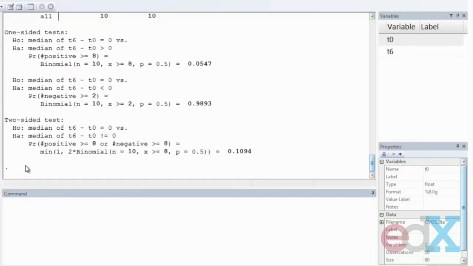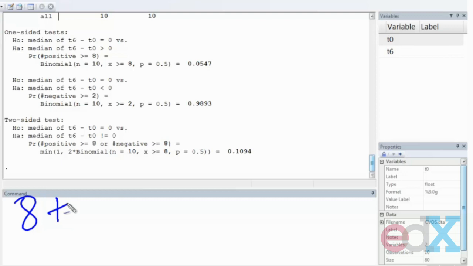So in our example, the test statistic that Stata gives us is 8. That is, we have 8 positive signs. Thus, something as or more extreme than 8 positive signs would be 8 positive signs, 9 positive signs, and 10 positive signs. Remember, this is a two-sided test, so something as or more extreme than 8 positive signs would be 8 or more negative signs.